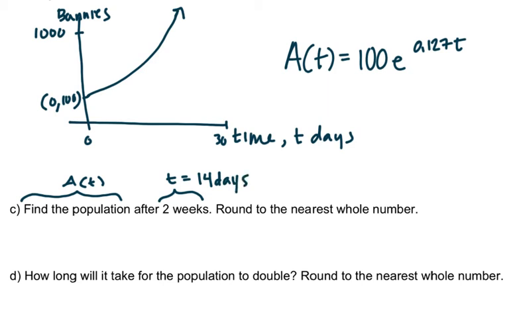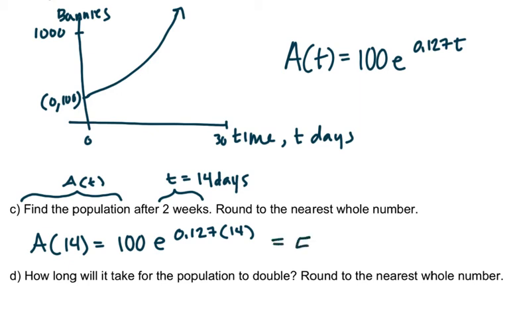And in this situation, we're just evaluating that function A of 14. So we have 100 e to 0.127 times 14. And if I plug that in, my output is 591.8. Now, this problem says round to the nearest whole number. So rounding the way we've been taught, we would round that up to 592.